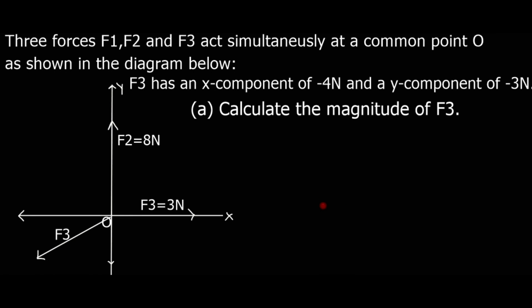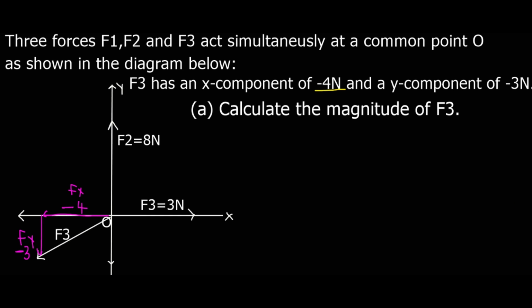This one re three forces F1, F2 and F3 act simultaneously at a common point O as shown in the diagram below. And then mobari F3 has an X component of negative 4 newtons, and then F3 in a X component. That's why X component is this one. Rela mobar filori this is negative 4, and then about and a Y component of negative 3 newtons. Rela this is a Y component. So this is Y, and then this is X, and then this one bar filori negative 3.